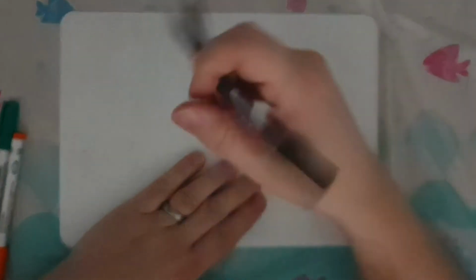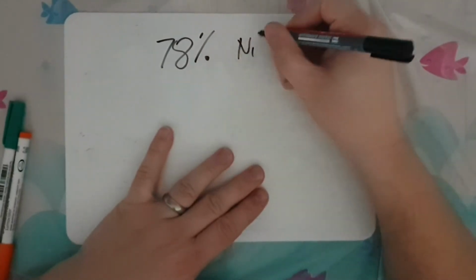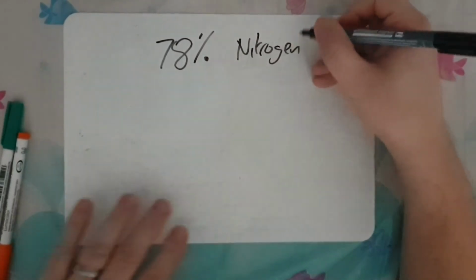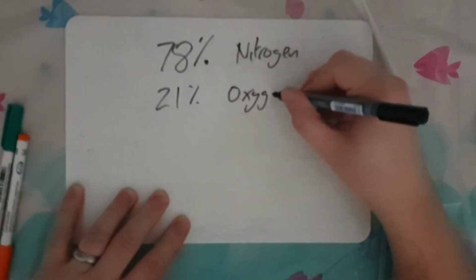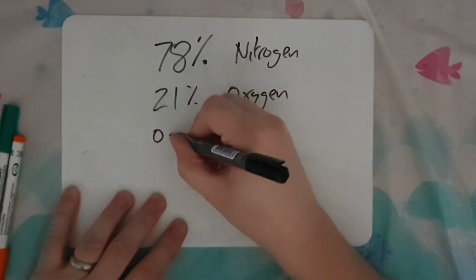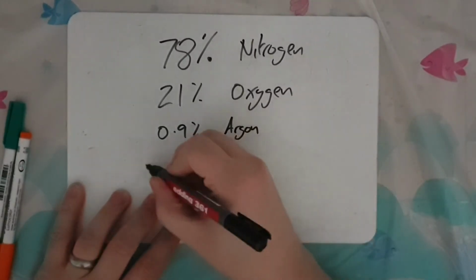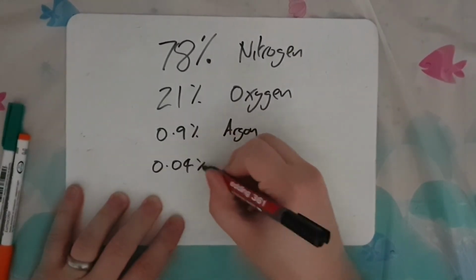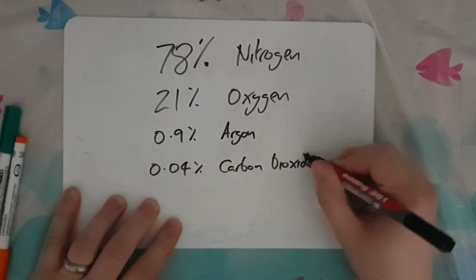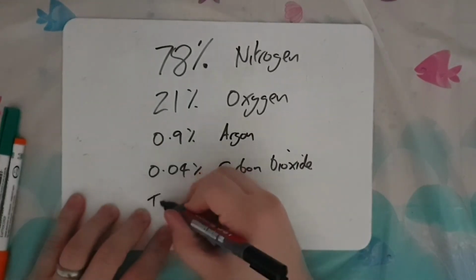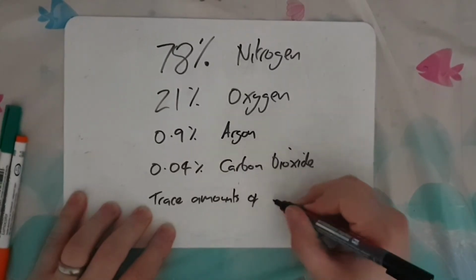So today's atmosphere is, and you need to know these numbers, 78% nitrogen, 21% oxygen, 0.9% argon, 0.04% carbon dioxide, and then trace amounts of other gases.